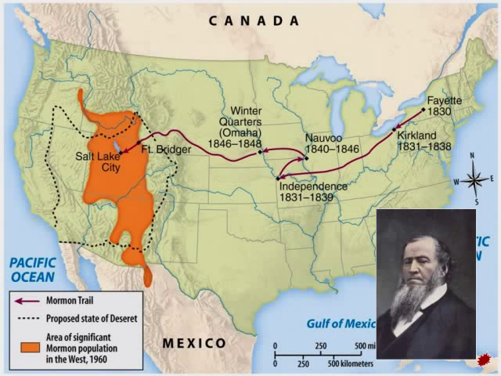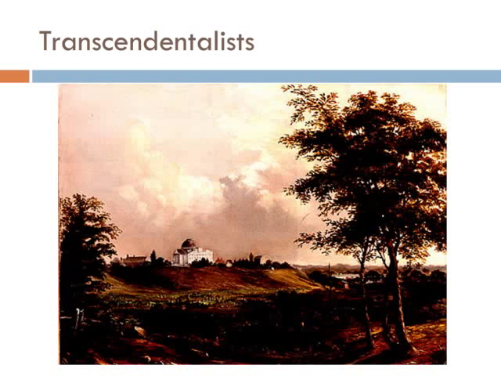Then there's the Transcendentalists. You guys remember the Transcendentalists? They believed that truth could be found where? Within, in nature. We just had to find it in the individuals. So definitely know transcendentalism, folks. This is going to be on your final. So be aware of the philosophy of transcendentalism.